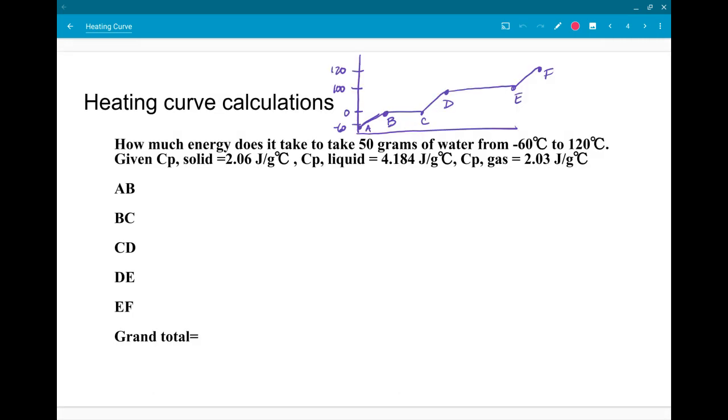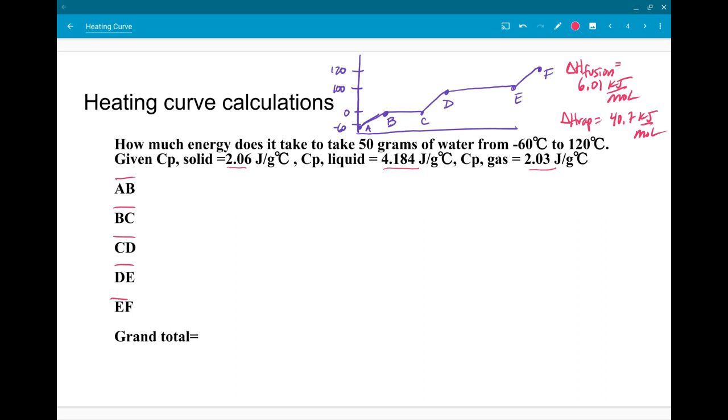What I did is I transferred this information onto a basic heating curve, and we notice that this is for water. So my freezing point would be 0 and my boiling point would be 100. I also gave you here the different heat capacities depending on the state of matter. And then we also know that delta H of fusion is going to be 6.01 kilojoules per mole, and our molar heat of vaporization is going to be 40.7 kilojoules per mole. We're going to look at these different line segments.